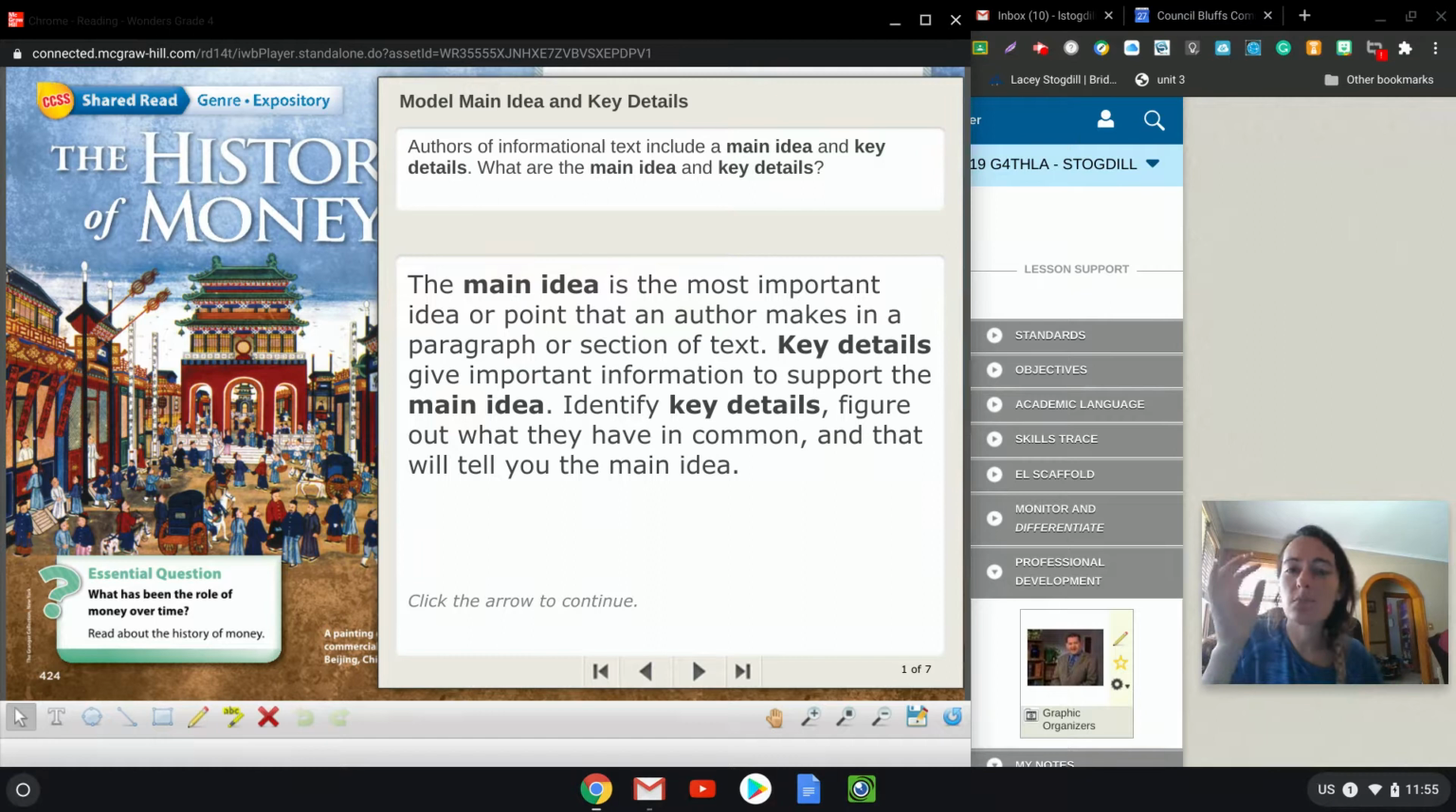The main idea is the most important idea or point that an author makes in a paragraph or section of a text. Key details are the information that it gives you to support the main idea. So we're going to identify key details, and then we'll be able to figure out what they all have in common, that will tell you what the main idea is.